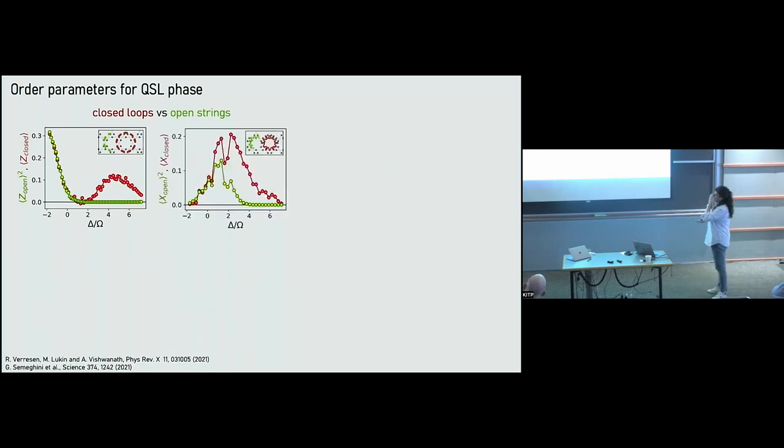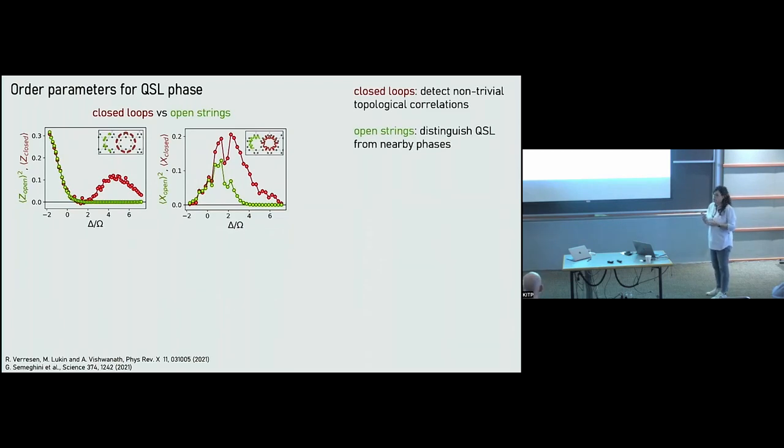And similarly for X, we see that at small detunings, both of them give a finite expectation value, whereas later on here, only the red one stays at a finite value. So this tells us that the closed loops are the ones that we want to look at to detect non-trivial topological correlations, but the open strings are useful because they allow us to distinguish the spin liquid phase that we're interested in from nearby trivial phases.